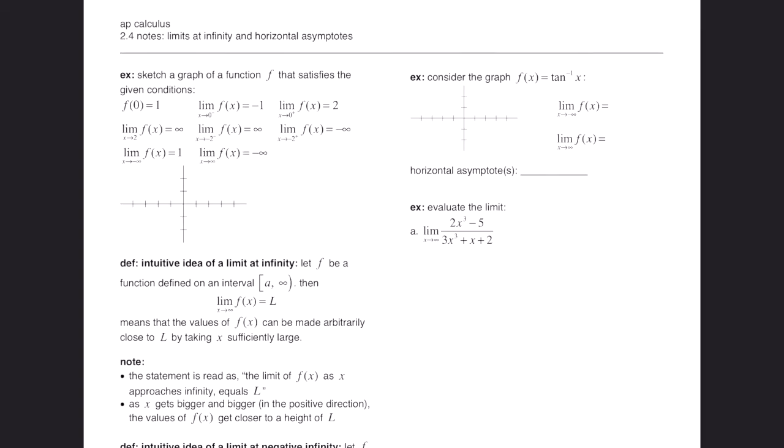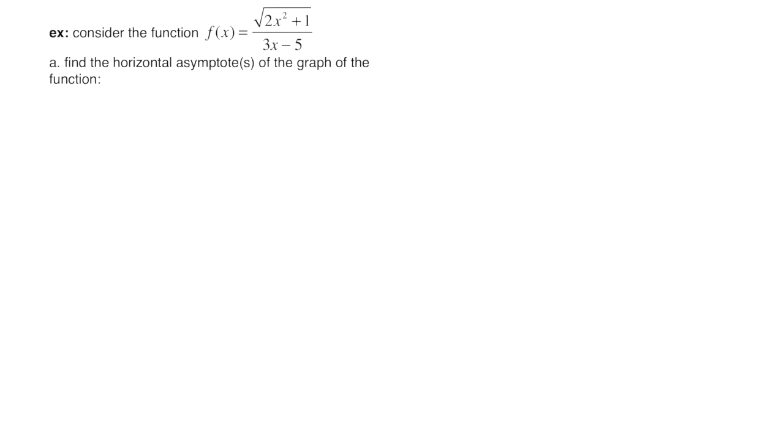In this lesson, we're going to cover limits at infinity and horizontal asymptotes. So this example says, consider the function f of x equals the square root of 2x squared plus 1 all over 3x minus 5. Part A says, find the horizontal asymptotes of the graph of the function.